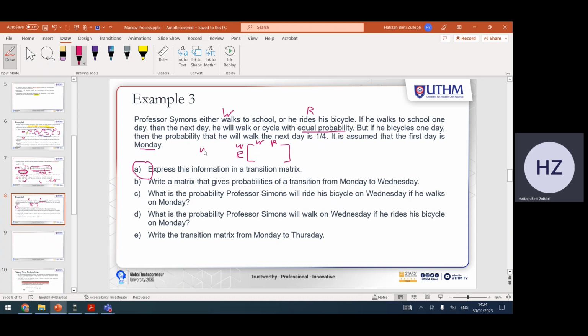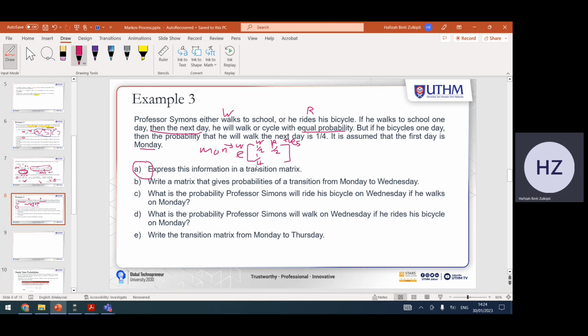Okay, so this is Monday, because the problem is on the next day. So Monday, the next one is Tuesday. If he walks to school one day, then the next day he will walk or cycle with equal probability. So on the first day he walks, that means the probability is 1 over 2, 1 over 2. And if he rides a bicycle one day, then the probability that he will walk the next day is 1 over 4. So this is 1 over 4.